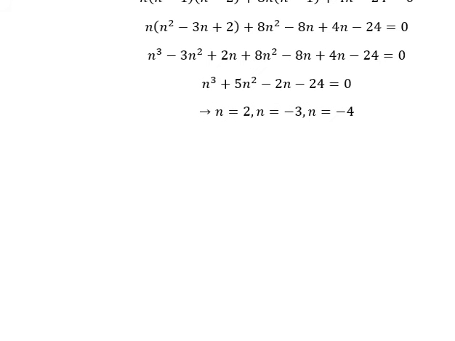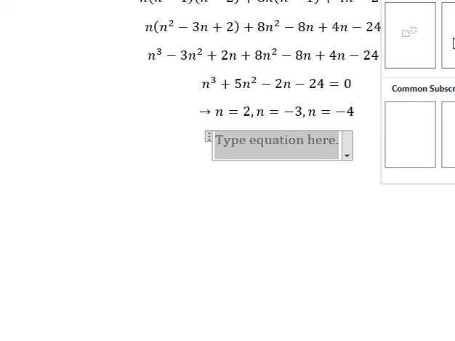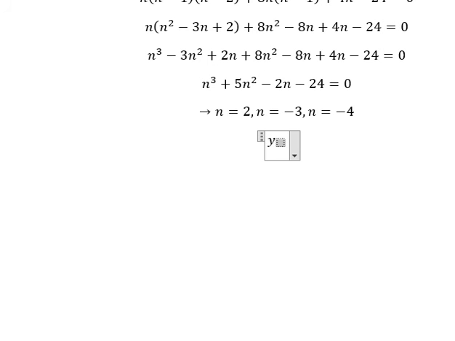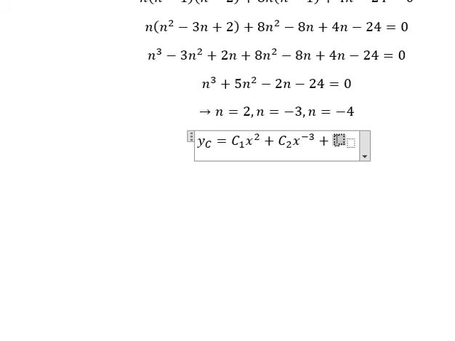And now we have yc. So we have c1, that is the constant 1, s to the power of n, and in this situation, we choose 2. And we have c2, s to the power of negative 3, and c3, that is s to the power of negative 4.